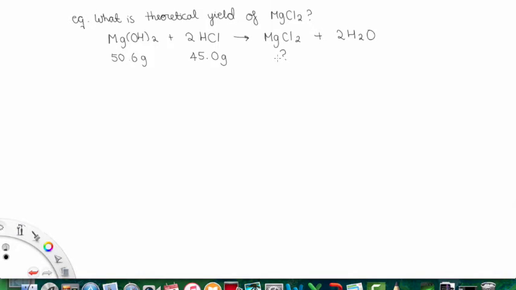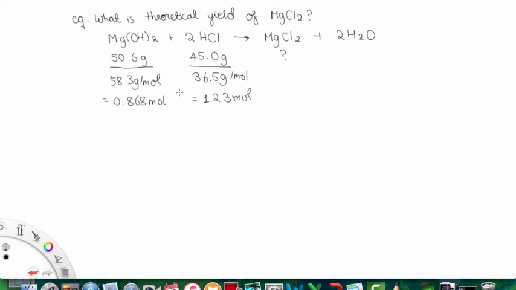Okay, so we start out in the same way that we did before. I'm going to go through this a little faster than before. What's the molar mass of magnesium hydroxide? It's 58.3 grams per mole. For HCl, it is 36.5 grams per mole. We end up with 0.868 moles of magnesium hydroxide and 1.23 moles of the hydrochloric acid.